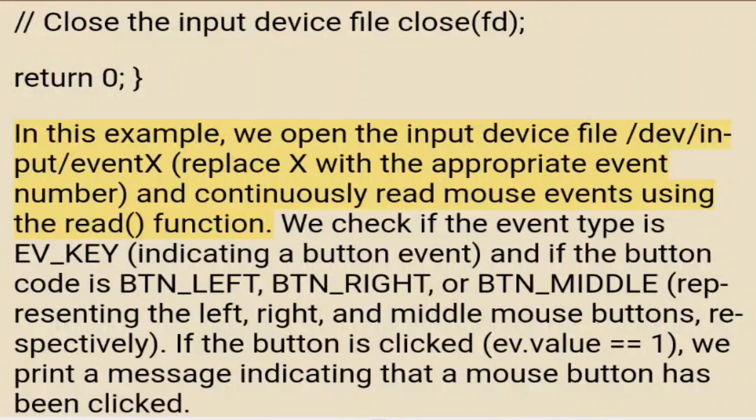In this example, we open the input device file /dev/input/eventX, replace X with the appropriate event number, and continuously read mouse events using the read function. We check if the event type is EV_KEY, indicating a button event, and if the button code is BTN_LEFT, BTN_RIGHT, or BTN_MIDDLE, representing the left, right, and middle mouse buttons, respectively.